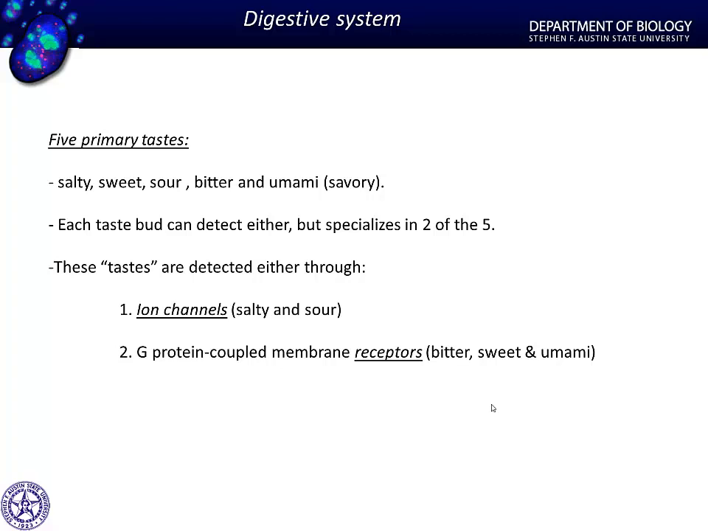The salty and sour detection is facilitated by ion channels in our type 1, 2, and 3 cells, but bitter, sweet, and umami, these tastes are facilitated through G protein coupled membrane receptors. So you have different mechanisms with which we taste these different tastants, and we sense what taste really is. And any taste bud can do any of the 5, but again, specializing in 2.